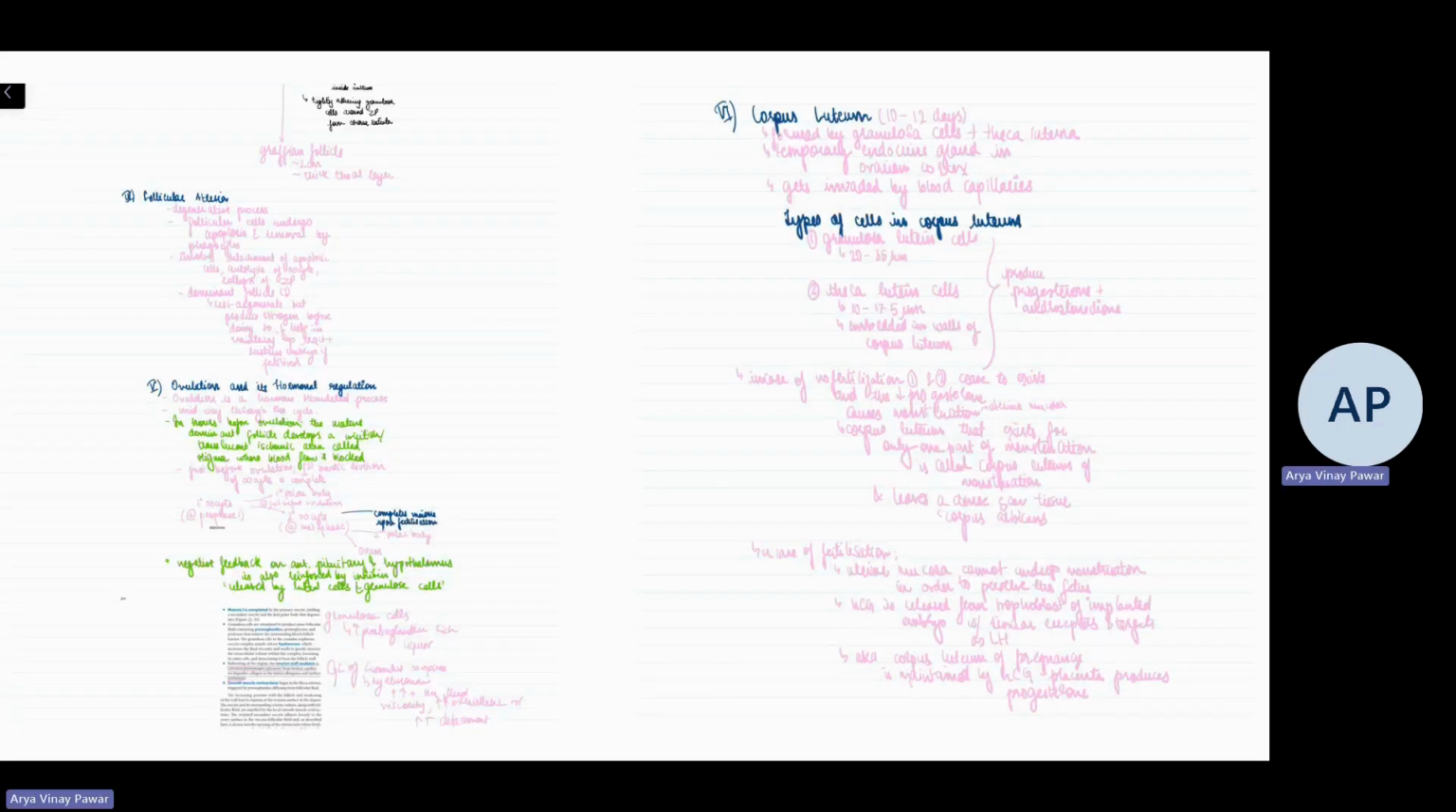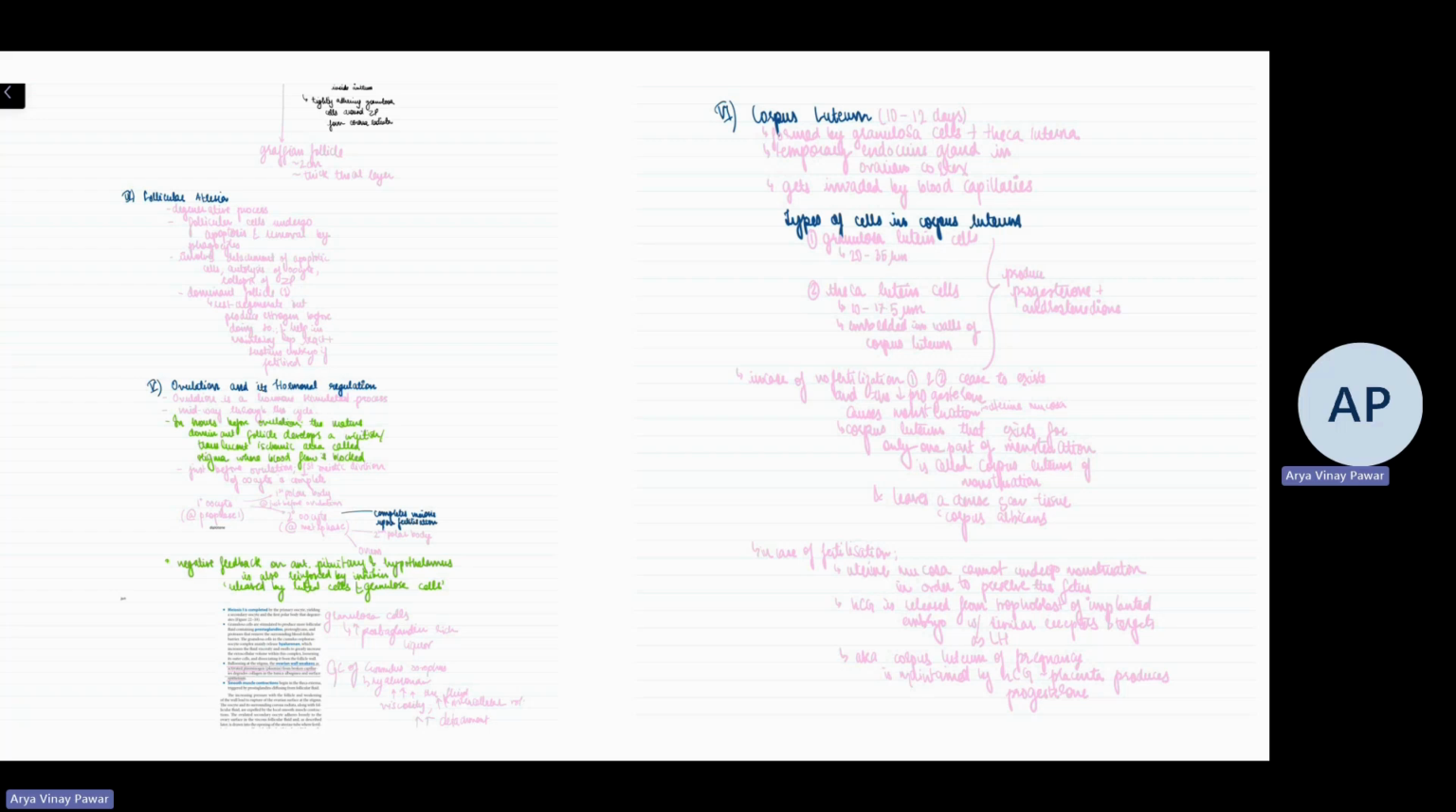Now we also need to talk about another very basic concept. It's a very tiny concept. It's something you just need to know at the back of your head. It's known as follicular atresia, which is basically a degenerative process where the surrounding follicular cells actually undergo apoptosis. They die by undergoing the process known as apoptosis, right?